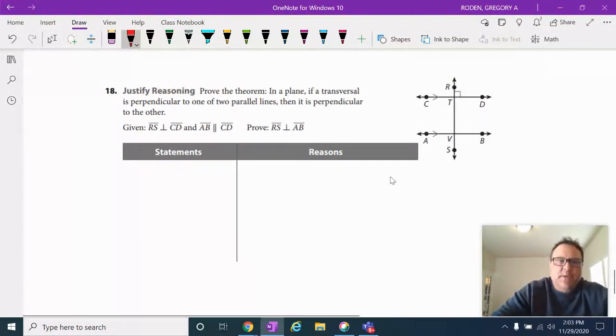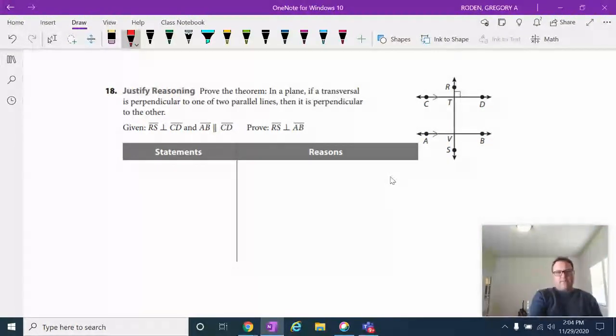All right, so given that RS is perpendicular, remember the capital upside down T is perpendicular, to CD and AB is parallel to CD, prove that RS is perpendicular to AB. Cool, we can do that. That's pretty easy. The first thing we're going to say is RS is perpendicular to CD, and that's a given.